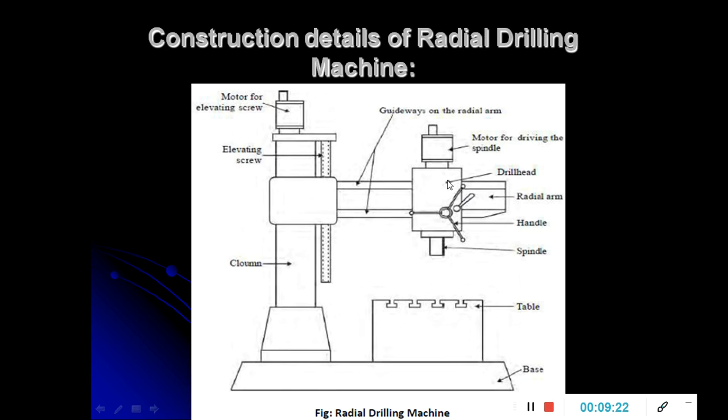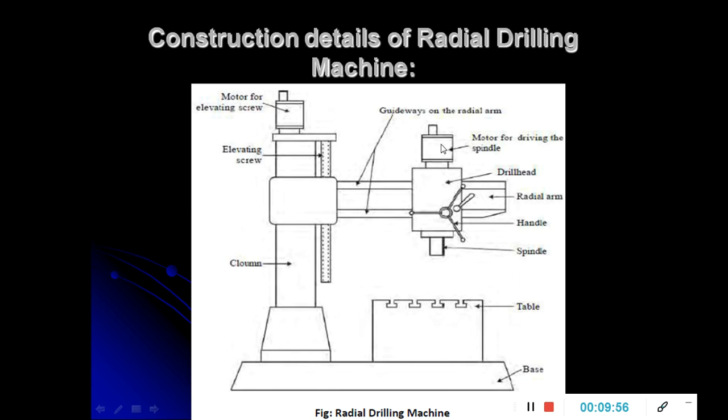So totally this radial arm drilling machine has three movements. One is this radial arm can be moved up and down on the vertical column with the help of an elevating screw. This radial arm can be swung 360 degrees with respect to the column, and this drill head can be moved to and fro on the radial arm. So with these three basic movements, any type of workpiece or any position of workpiece can be drilled without changing the setting of a workpiece.